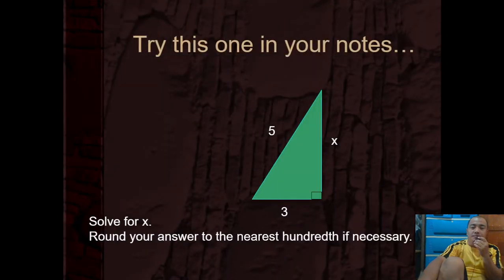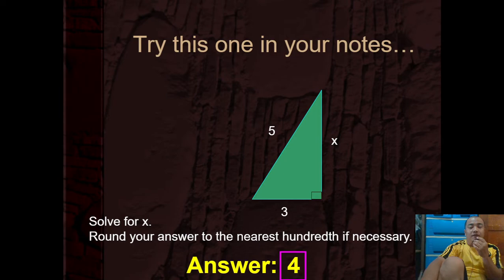This time, solve for x, one of the legs. The hypotenuse is 5, and one leg is 3. What's the measure of the other leg? Solve for x, round your answer to the nearest hundredths if necessary. So ano lang yan, 25 minus 9. 16, square root of 16 is 4. I know you get it.